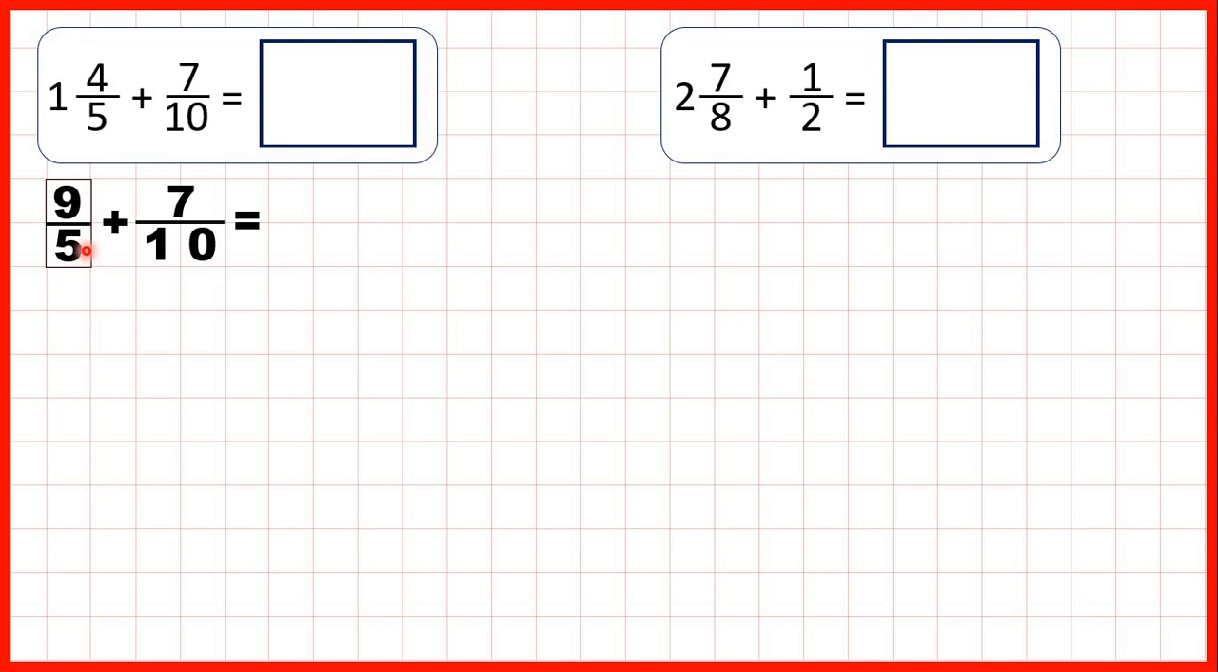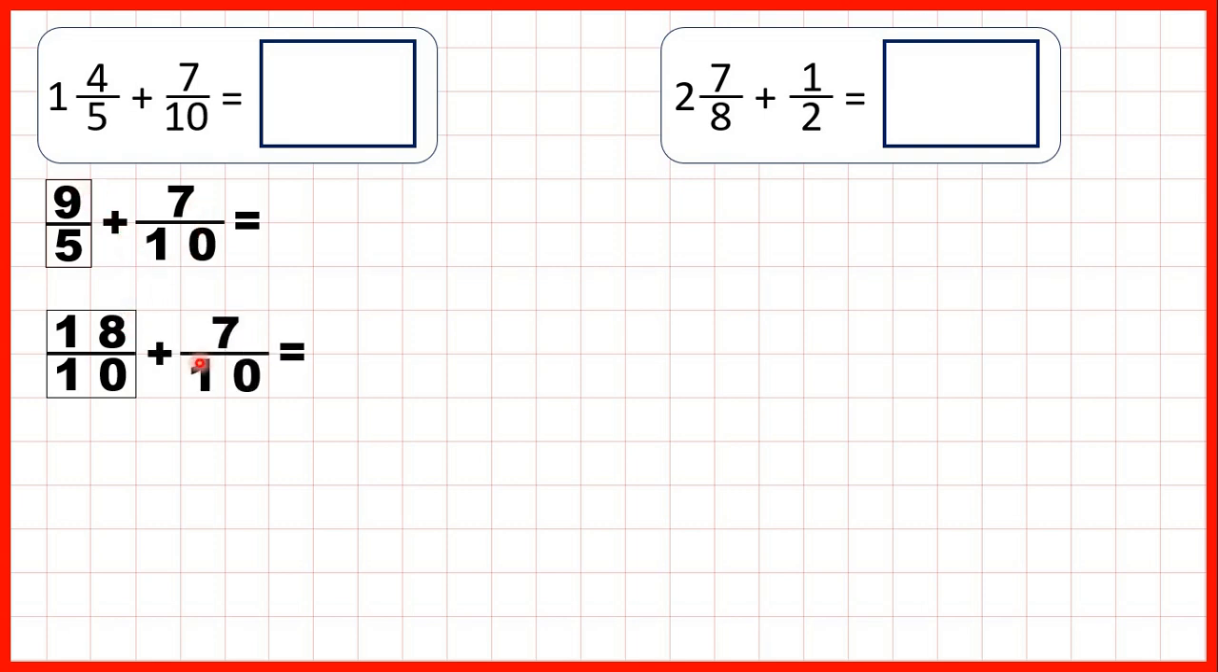So we need to find a fraction equivalent to 9/5, which has a denominator of 10. That's 18/10, because to find equivalent fractions, we use multiplication. 5 times 2 is 10, and what we do to the denominator, we do to the numerator as well, and 9 times 2 is 18.